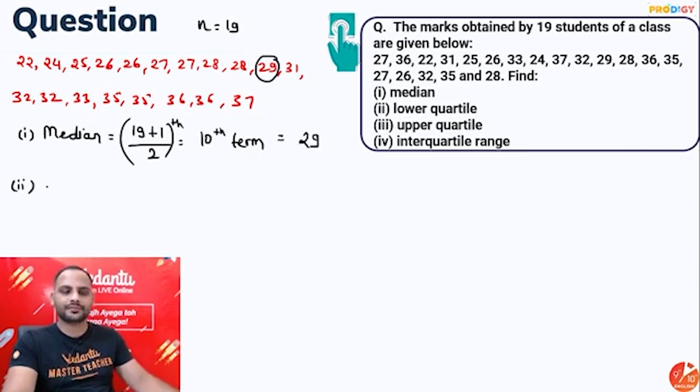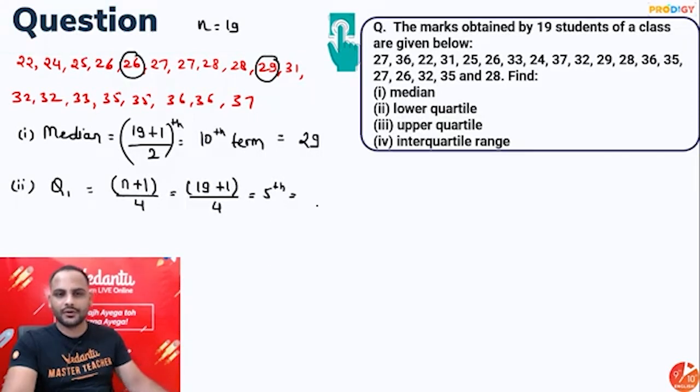Second, lower quartile Q1. Lower quartile will be what, beta? (n plus 1) by 4. So (19 plus 1) by 4, 20 by 4, fifth term. What is the fifth term? 1, 2, 3, 4, 5. 26 is your fifth term.